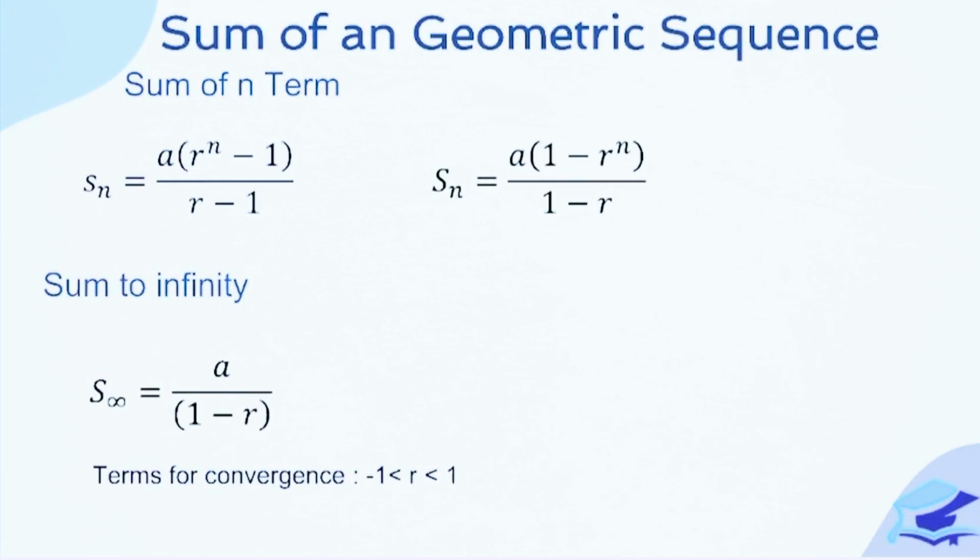The sum of the nth term of a geometric sequence is given by the sum formula. It must be noted that r cannot equal positive 1, because 1 minus 1 will give us 0 at the bottom of a fraction, and this is undefined.